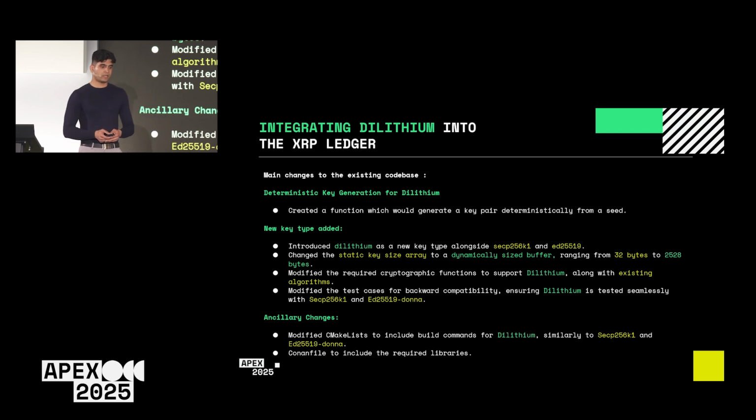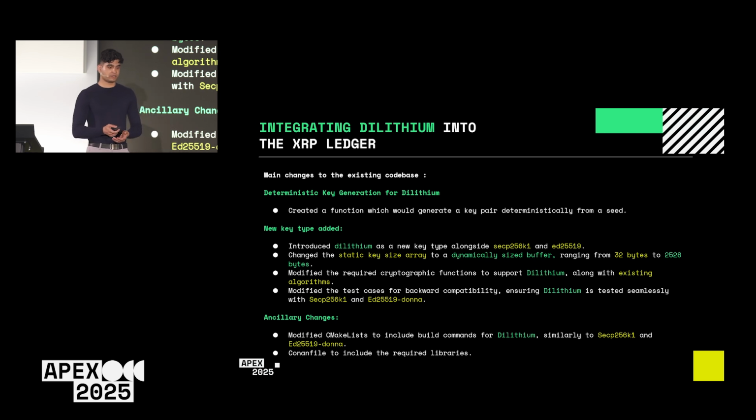Firstly, we observed a function which derives a public key from its respective secret key. Since this is not so straightforward in Dilithium, we had to make a function which would perform deterministic key generation from a random seed using a pseudo-random number generator. Later on, we added a key type parameter, Dilithium, along with SECP and ED.